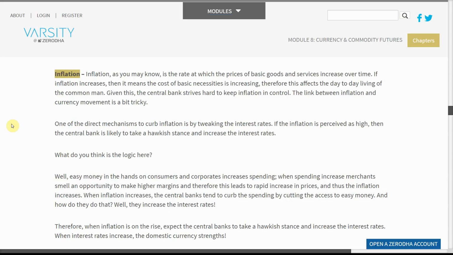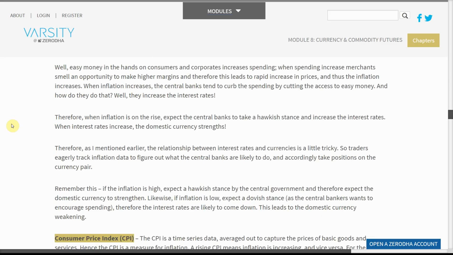One of the direct mechanisms to curb inflation is by tweaking the interest rates. If inflation is perceived as high, then the central bank is likely to take a hawkish stance and increase the interest rates. What do you think is the logic here?